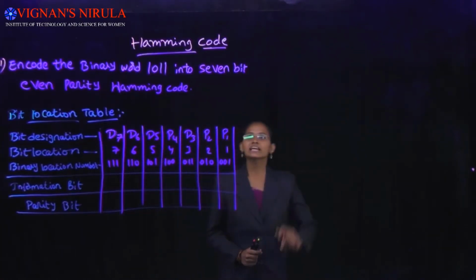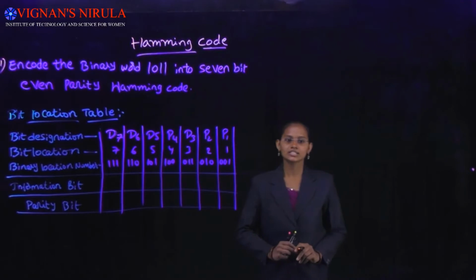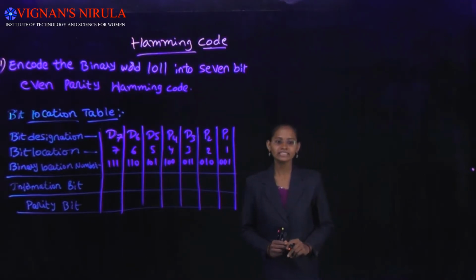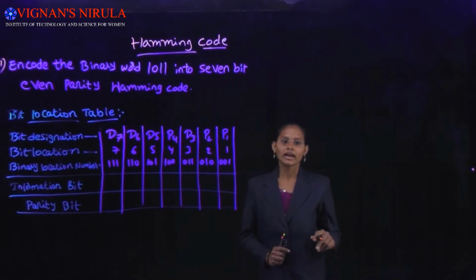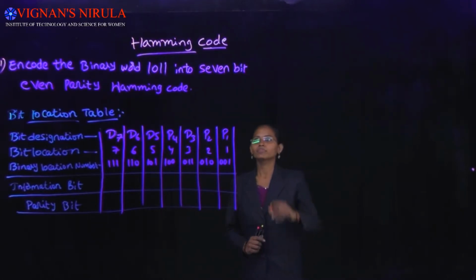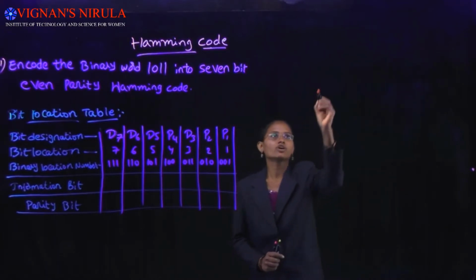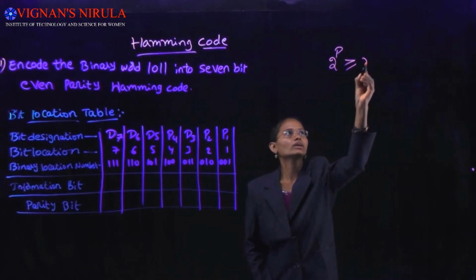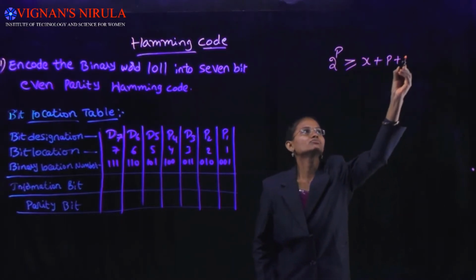And the next topic is Hamming code. Hamming code not only provides error detection, it also identifies which bit is in error. Okay, let us see the Hamming code. The formula is 2 power of p is greater than or equal to x plus p plus 1.